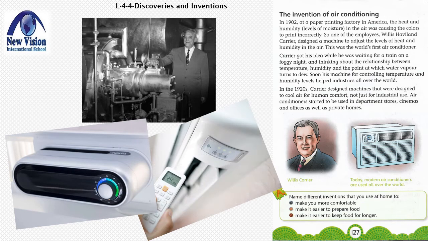Alright, who is this person pictured on student book page 127? Very good, Willis Carrier. All of us are very familiar with the next picture. What is that? Very good. It is a modern time air conditioner. Today, modern air conditioners are used all over the world. Is it? Good.